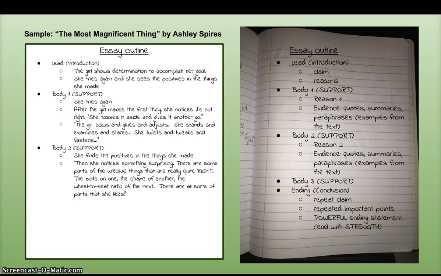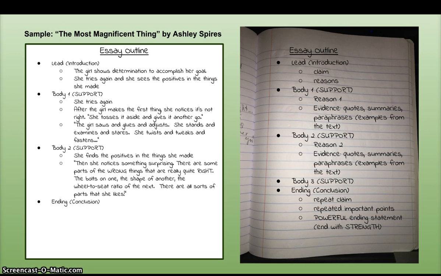one supporting piece of evidence here, so I may want to go back in the story and add a second one before I move on to my final ending. But for now, this will work as an example. Okay, I don't have a body 3, a third support paragraph, because I only have 2 reasons. But if you have a third reason, you'll want to include your body 3, your third supporting paragraph, right here.